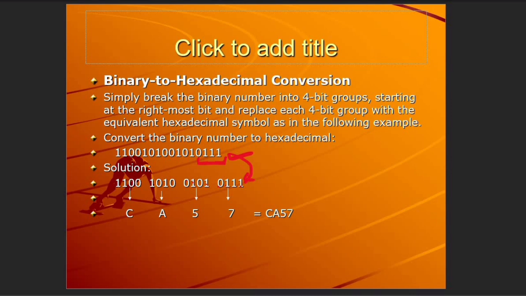0111 is the equivalent of 7, in hexadecimal as well as decimal. So we grouped 4-digit binary numbers, and we represent them with their hexadecimal digits. So 0111 we write as 7, 0101 we write as 5, 1010 we write as A, 1100 we write as C, and this is the equivalent CA57, which is the equivalent hexadecimal number. So like this we can convert any binary number to a hexadecimal number.